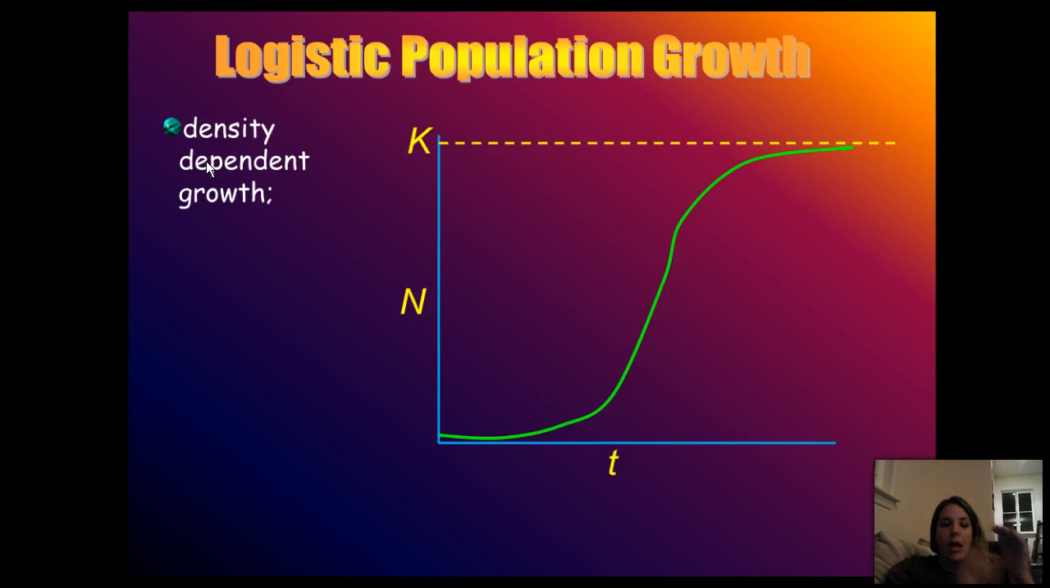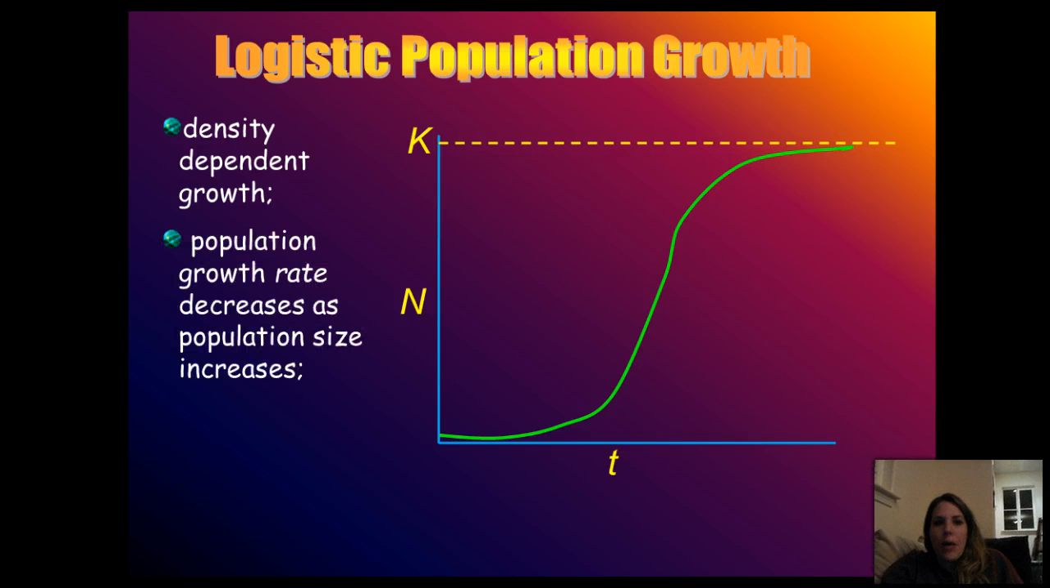In other words, how fast and how much you can grow is dependent on the density of individuals that are already there, because there's so many individuals there that as you add more, less and less resources are available, and eventually there's a cap to how big that population density can get. So we say that the population growth rate in a logistic population growth scenario decreases as your population size increases. That's what we mean by density dependent.